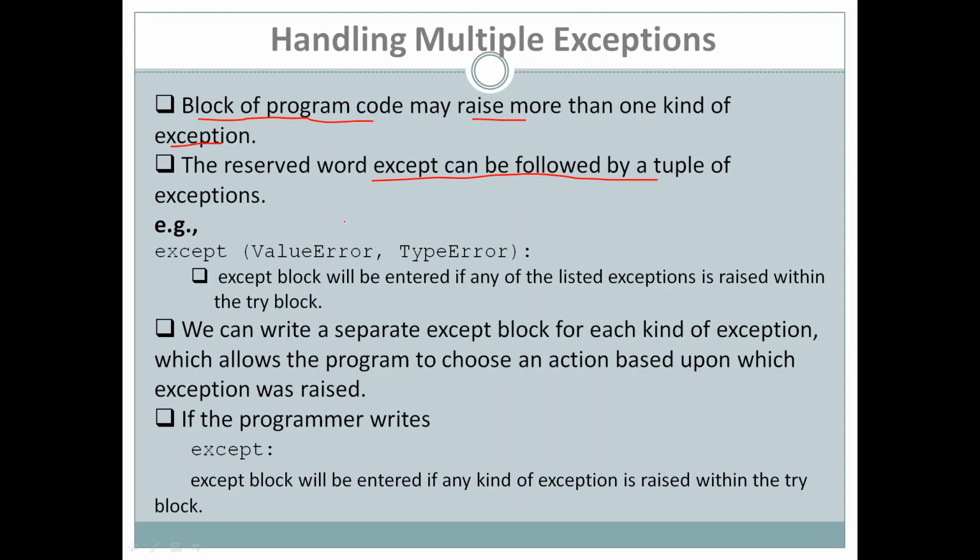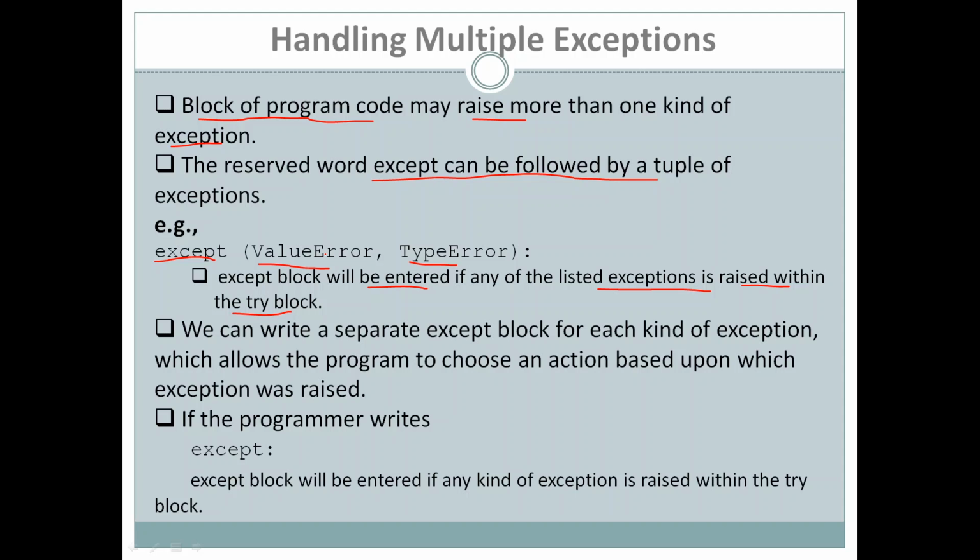For example, you can see here except, in brackets we have value error, we have type error. That means this particular except block can handle both value error and type error, two different types of exception. So the except block will be entered if any of the listed exceptions is raised within the try block. So this is how you can handle multiple exceptions in Python.